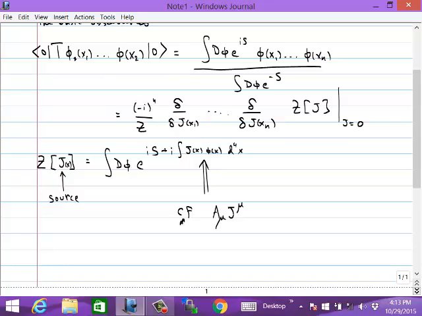Any questions before I continue? Yes? So, when we evaluate the function Z, we have to take j to 0. At the end of the day, you're setting j to 0. So what does this mean?